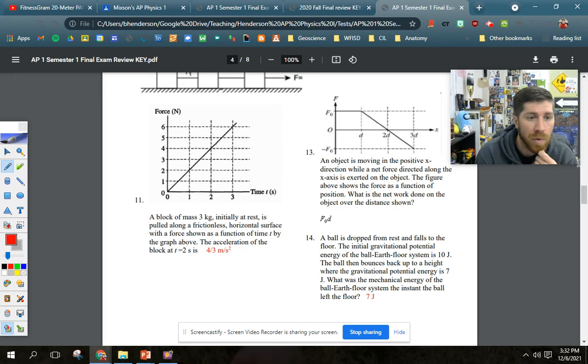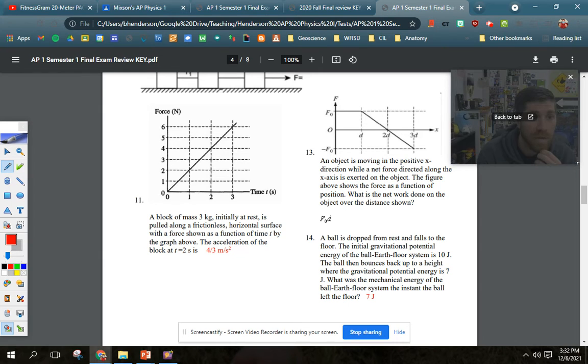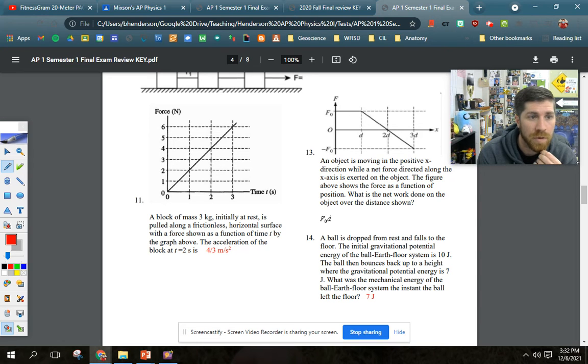So if I have a block of mass 3 kilograms, which is initially at rest, by applying a force to it, I know I'm going to be doing work, increasing the energy of the system. It says the horizontal surface with the force shown at time t, the acceleration of the block at time 2 is equal to how much? So if I go to 2, I would be able to find the force that was applied at 2 seconds.